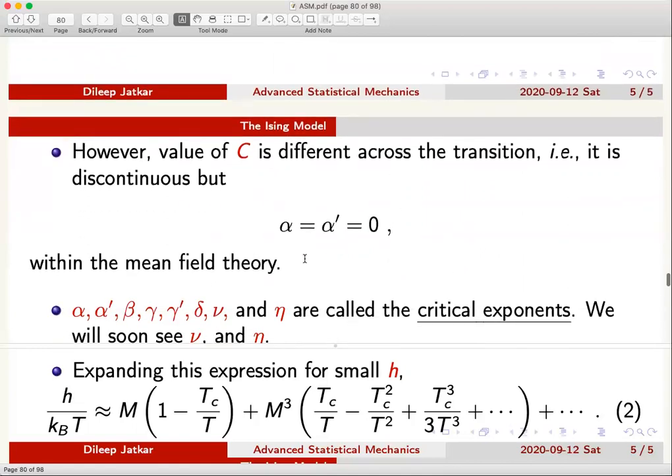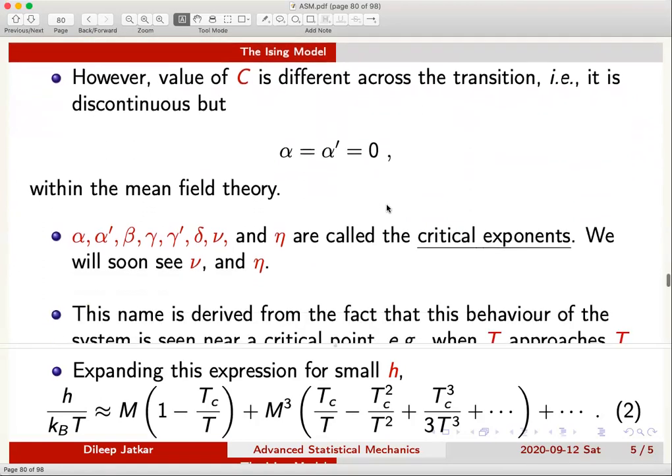Fine. So we find alpha and alpha prime within mean field theory to be 0. They are just constant. So what we have found is that there exists a bunch of critical exponents which describe the behavior of the system in the neighborhood of critical temperature T equals Tc. These critical exponents don't have much value if you are quite far from critical temperature, because the behavior of the system is totally different there.